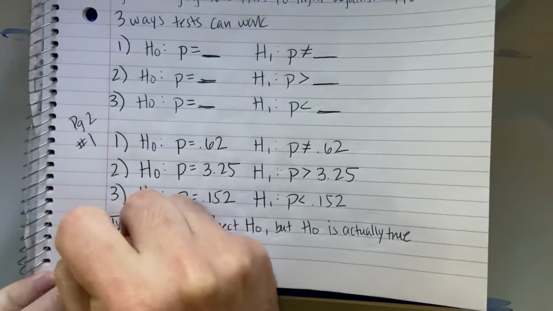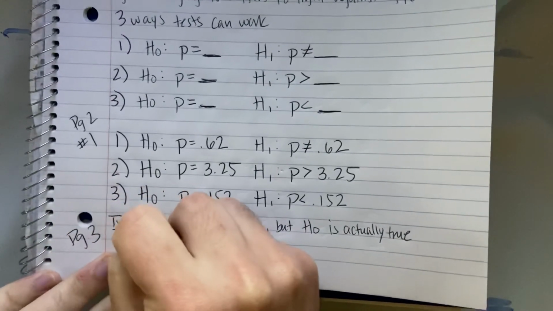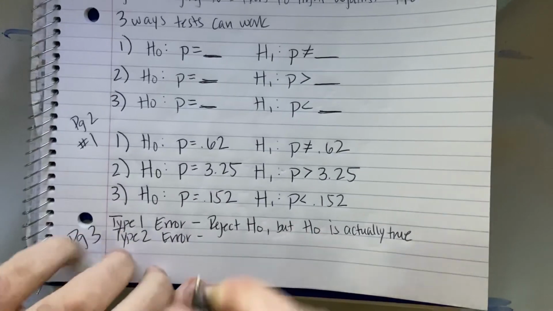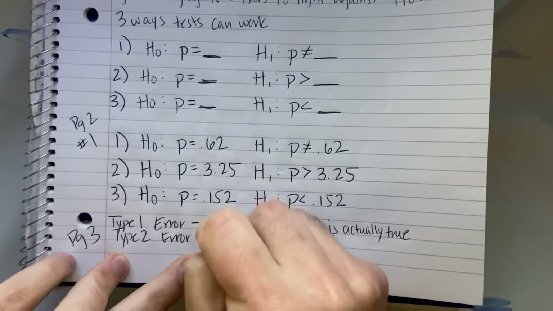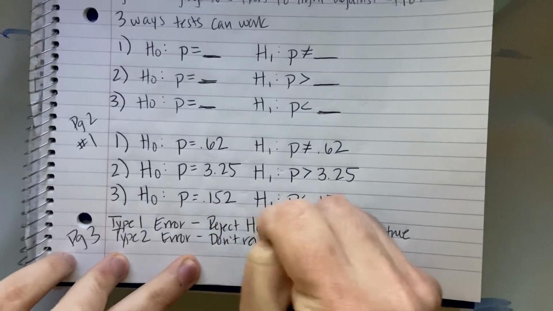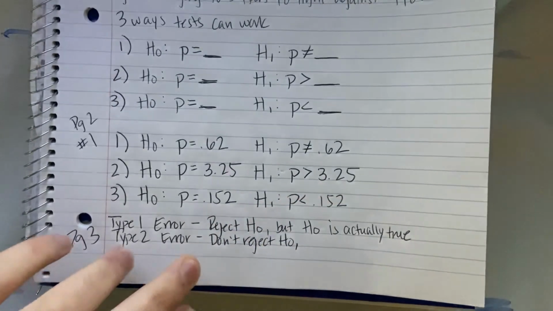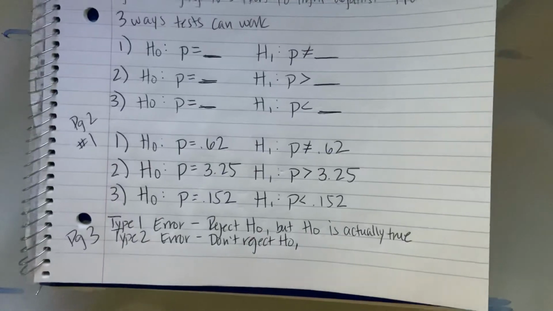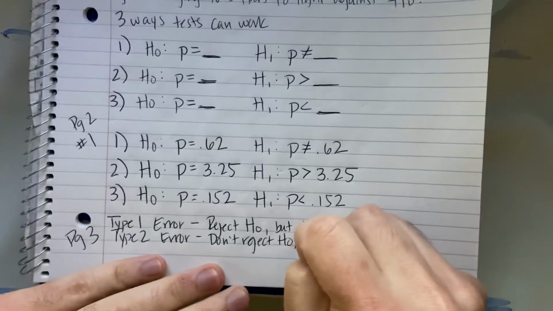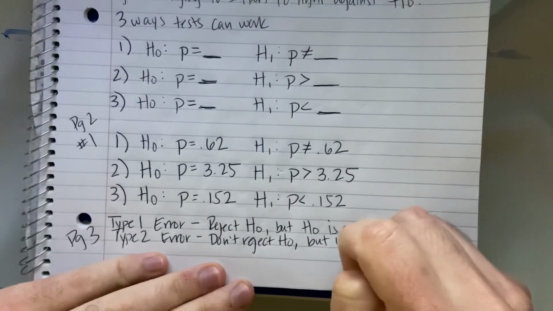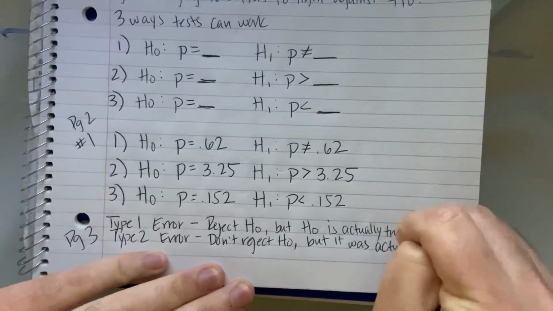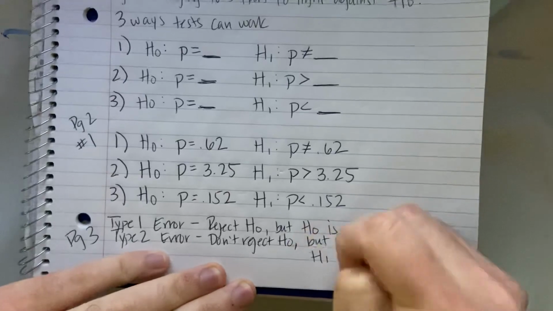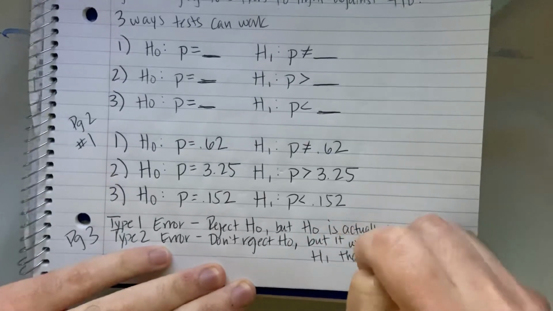A type 2 error is instead where you don't reject the null hypothesis. You didn't find enough evidence to convict, but it actually was H1, the alternative hypothesis, that was true.